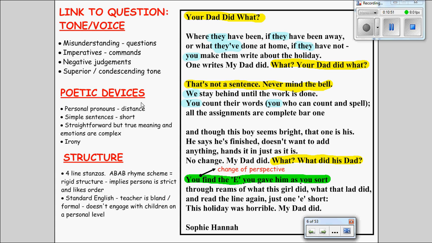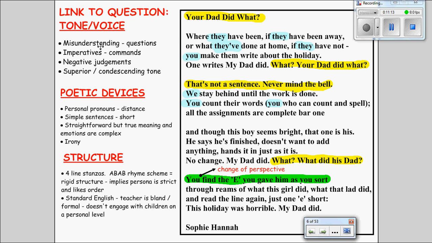It's all very superior sounding. The teacher sounds quite condescending, like they are superior and they're in charge. You who can count and spell seems to make it sound like the teacher is feeling superior because they're the one that knows things and the students are learning from them.